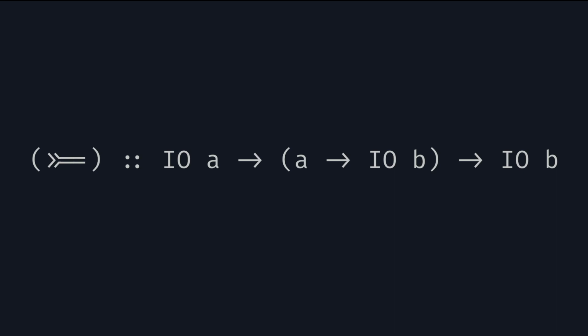Our first combinator is pronounced bind, and it's the most useful of the bunch. This combinator takes two arguments. The first is an IO operation, and the second is a function that takes as input the result of the first IO operation and returns a new IO value, which is the final result. Let's look at a few examples using the function.